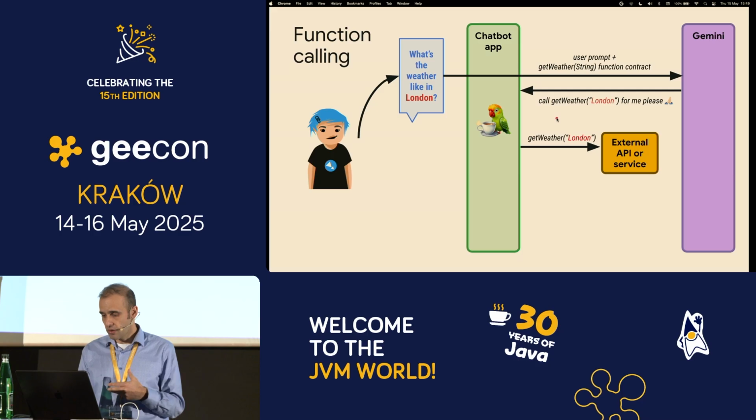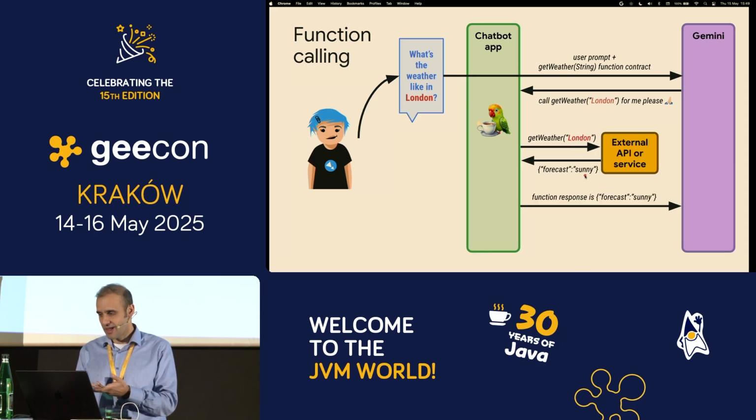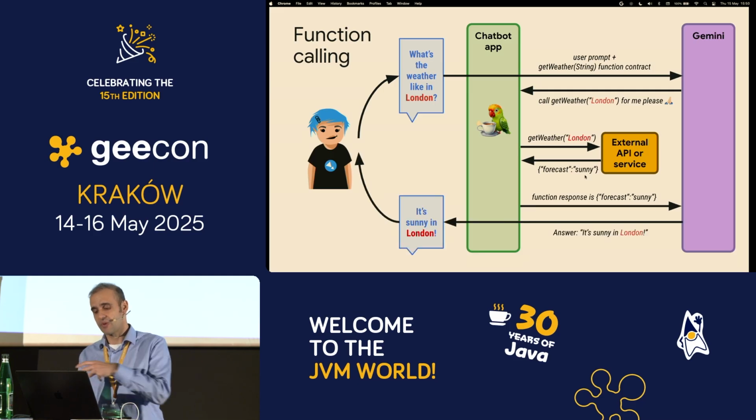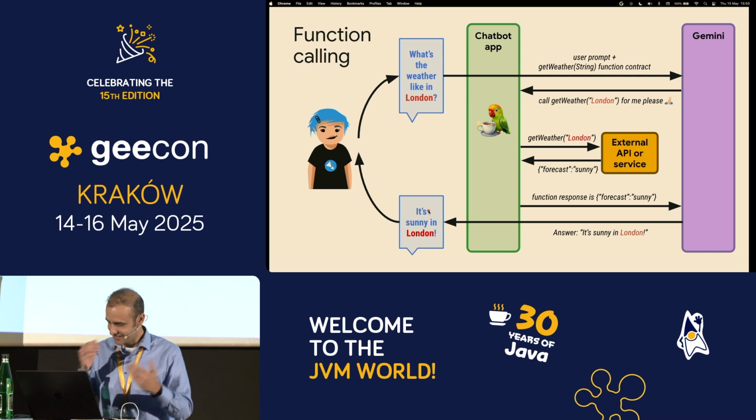Then we make the call to the external API with London. We get the result back, sunny, which is never true, by the way. Then we pass that back to the LLM. Now the LLM has the information it needs, and it will answer back that it's sunny in London, which is again another lie. Maybe it's hallucinating, but that's the way this works.